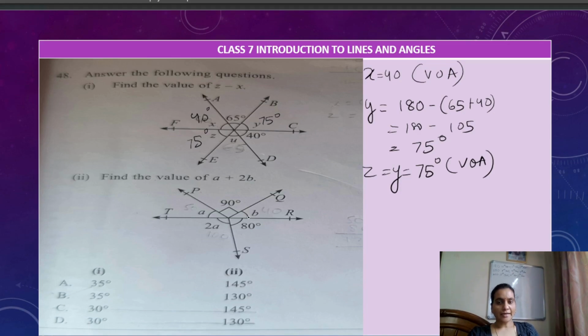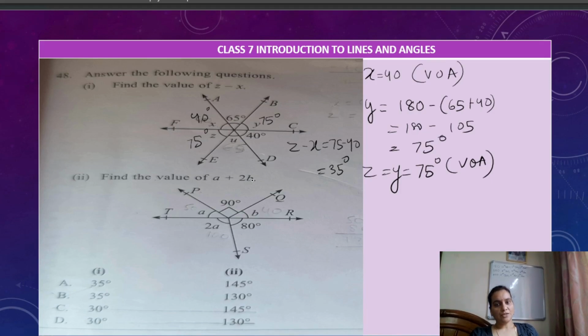Now I need to find Z minus X. So Z minus X will be 75 minus 40, which is definitely equal to 35 degrees. Now if you look at options A and B, both have 35 degrees for bit 1 but different answers for bit 2. So let's also find out bit 2.